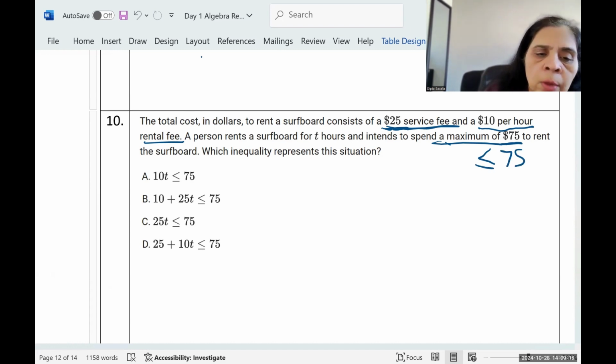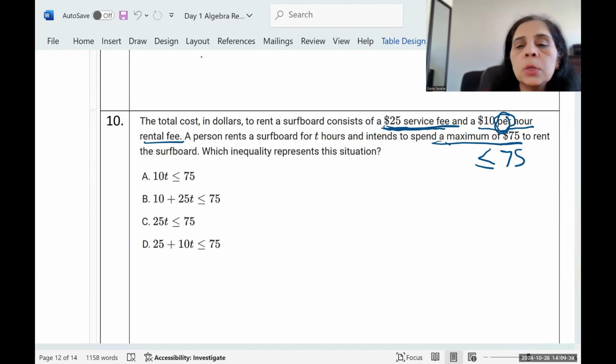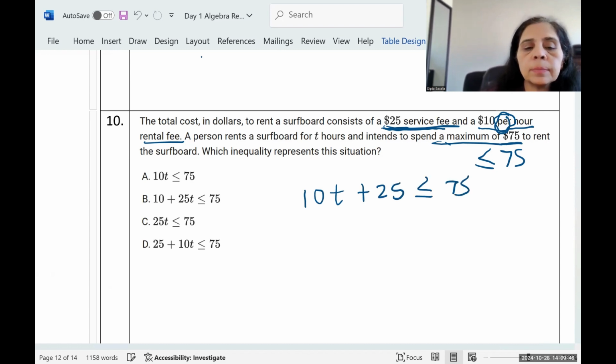So right, and we have all the inequalities. We have less than or equal to 75, right? So now we have to think something. It says $25 service fee. Definitely you will pay it for 1 hour or 2 hours or 3 hours, doesn't matter. So the service fee is a fixed value. That is the y-intercept. And $10 per hour, that means that is the slope. So we can write here 10t plus 25 less than or equal to 75. So we can see the answer choice is D.